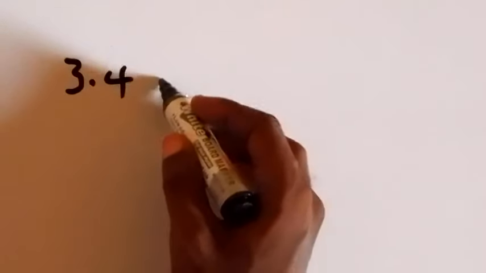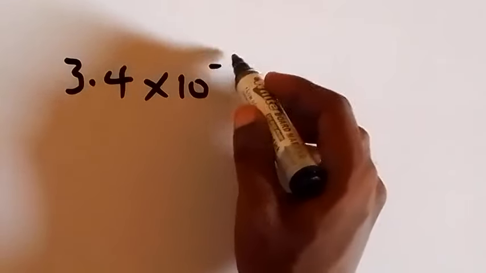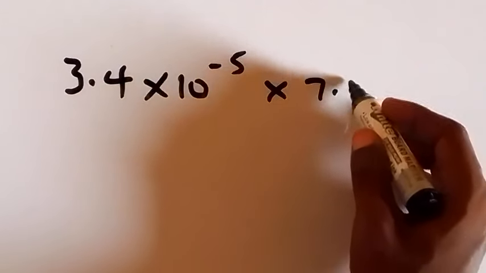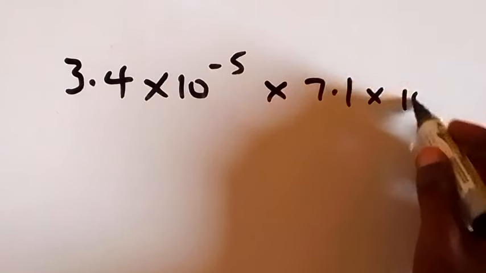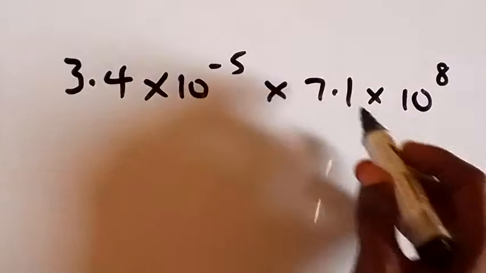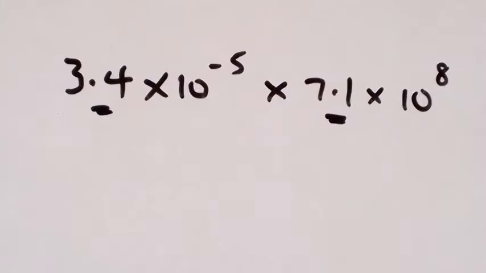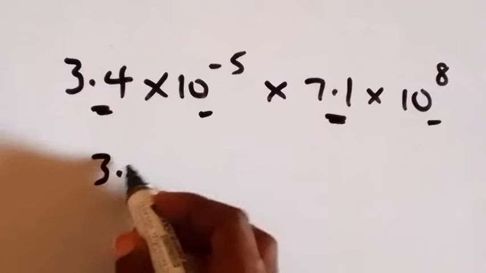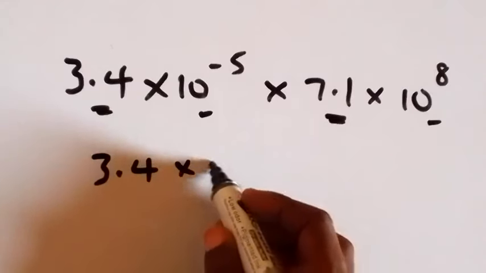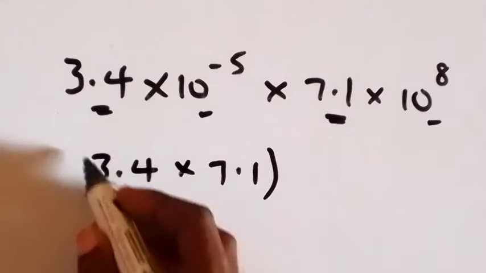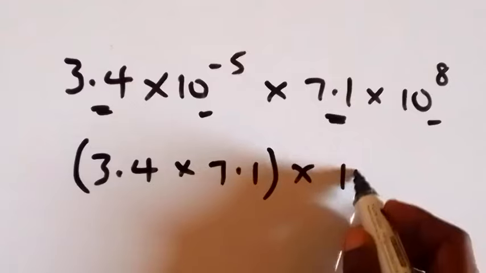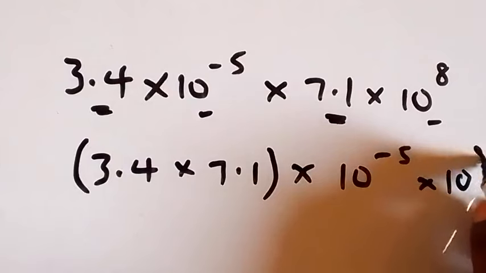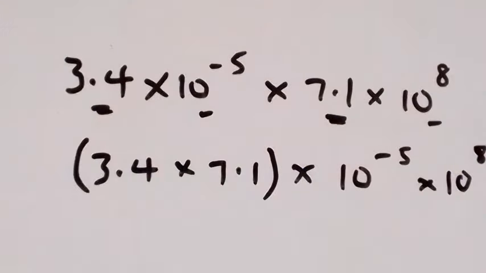3.4 times 10 raised to the power minus 5, then you have to multiply it by 7.1 times 10 raised to the power 8. From here, we can separate this, multiply it, and also separate this and multiply it. And from here, we have 3.4 times 7.1. Then we now multiply by 10 raised to the power minus 5, then times 10 raised to the power 8. So very simple step here.